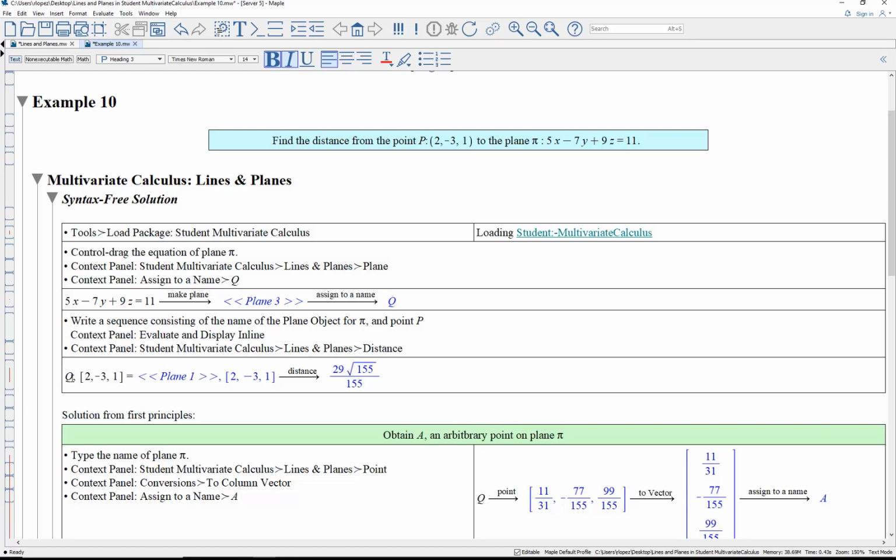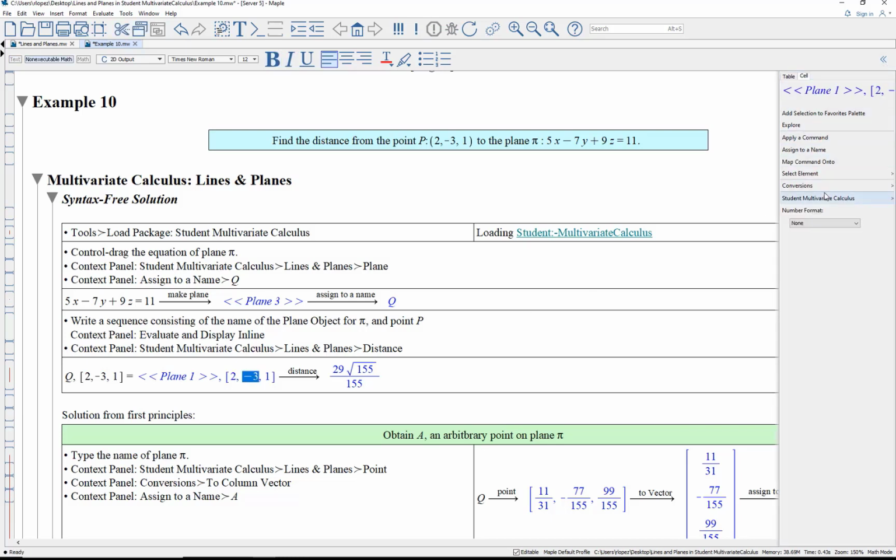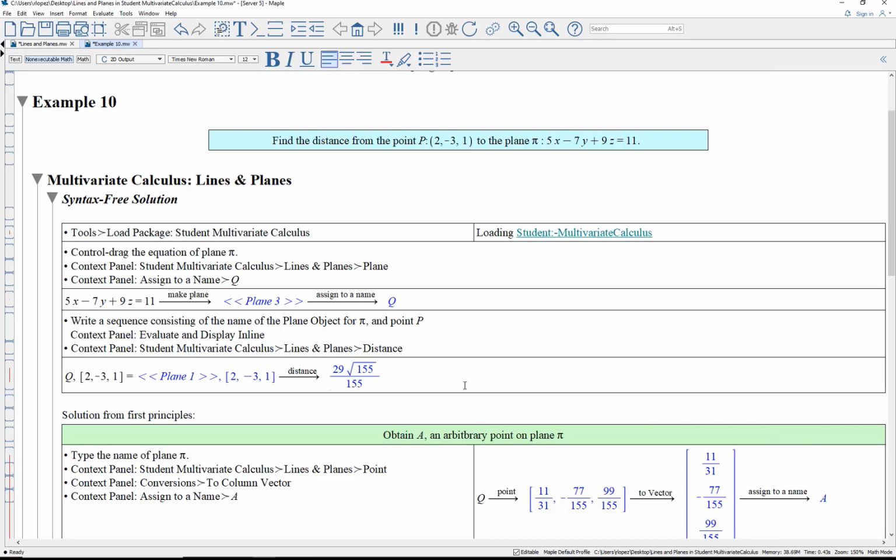Now, a sequence: the plane object, and the point in question from which we're making the measurement. Evaluate and display inline so people can see what it is that it's looking at. Plane object, point. If you go to the context panel, Student Multivariate Calculus, Lines and Planes, you pick Distance and you get 29 over root of 155.